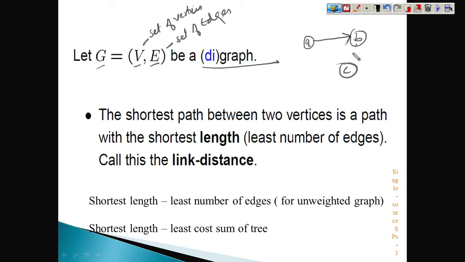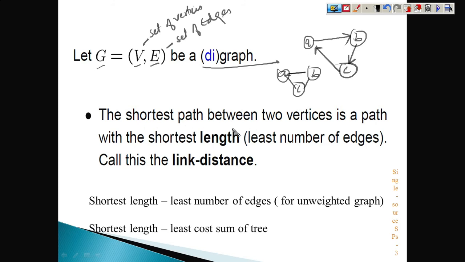So if I make something like this, that means you can go from A to B, B to C, and C to A. But if I make something like this, that means this is an undirected graph, and this edge means you are allowed to move in either way. You can go from A to B as well as B to A. So when I say digraph or directed graph, then edges will have direction that defines the connection between the vertices.